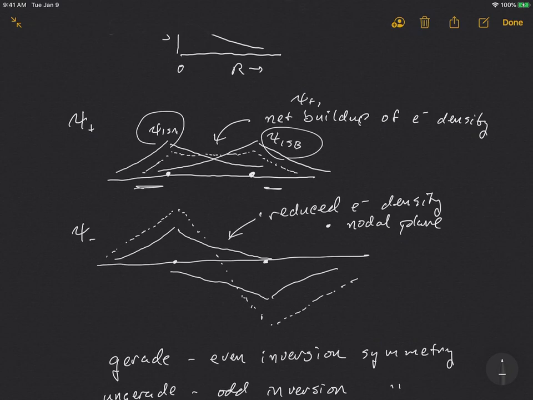Now let's look at the psi minus case. On the one hand, we have psi 1sa here, which I've shown as positive. I have psi 1sb, our negative going wave function there. If we add those two together, of course, there's going to be cancellation. There's going to be a perfect cancellation in the middle, right between the two nuclei, where we have a nodal plane. So around nucleus A, we have this positive wave function, then it goes to 0 right in between the two nuclei, so we have a nodal plane, and then it goes negative.